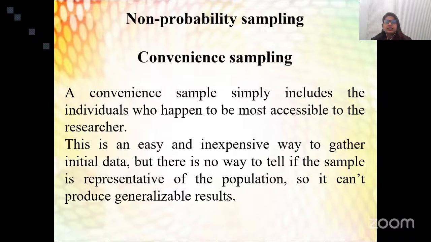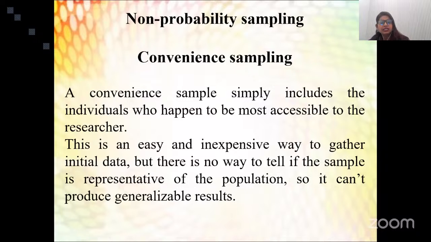Next is convenience sampling. It is very much clear by its name itself. Convenience sampling is when we are picking the sample according to our convenience, right? This person is far to me, so I'm not going there. This person is near to me, so I'll prefer to take the sample from that person, right? So a convenient sample simply includes the individual who happen to be most accessible to the researcher, who is more convenient to me, who is near to me. I'll target those respondents who are more accessible to me, right?